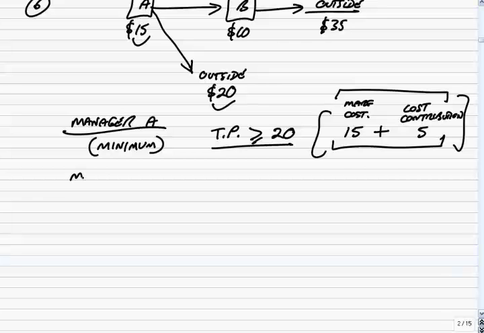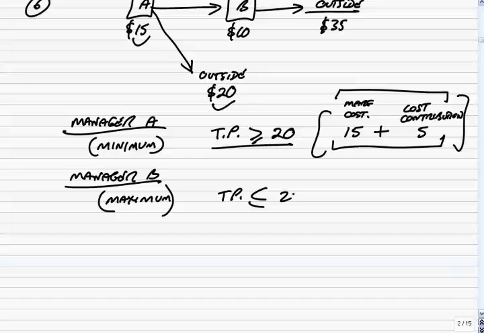What about manager B? Well, of course, it's exactly the same as before. And so the maximum B would pay: the net marginal revenue, 35 less 10, 25. The transfer price would have to be in the range 20 to 25.